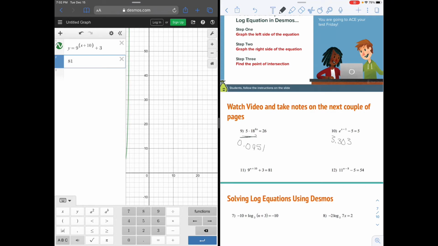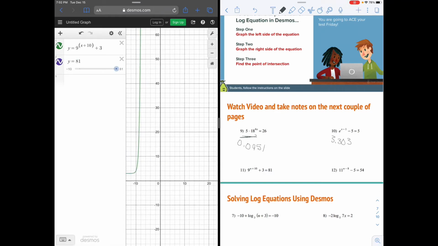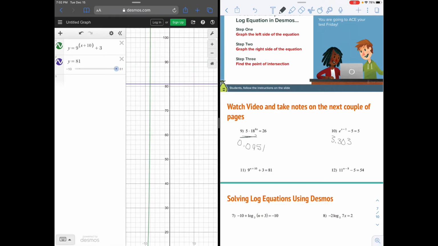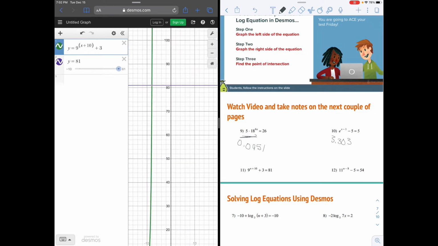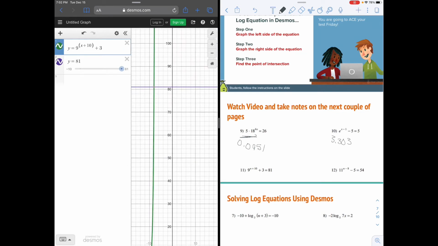Okay, so y equals 81, and again, I have to do y equals 81. It's going to be way up there. So I see the green one, that's my exponential. Now to get to 81, I'm going to have to just move my graph up till I get to 81, and we see that point of intersection.